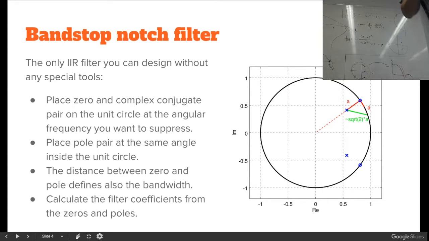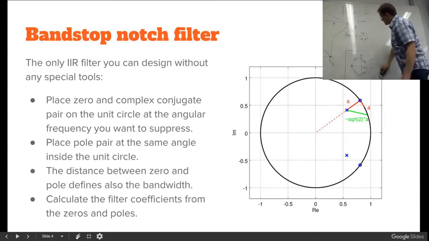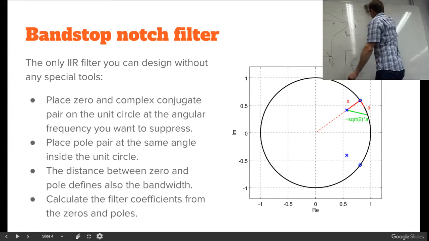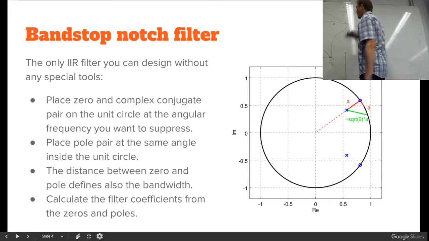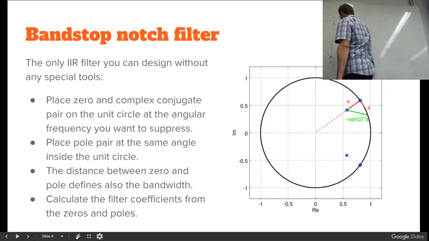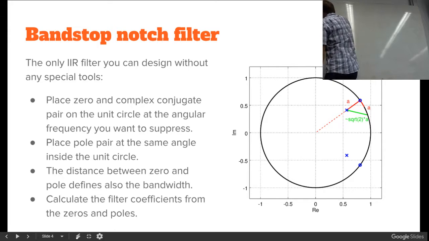Band stop notch filter is a simple second order filter which you can design by pen and paper. Practically the only one you can do by pen and paper. And it has some use.